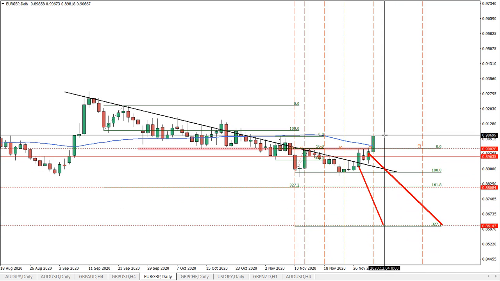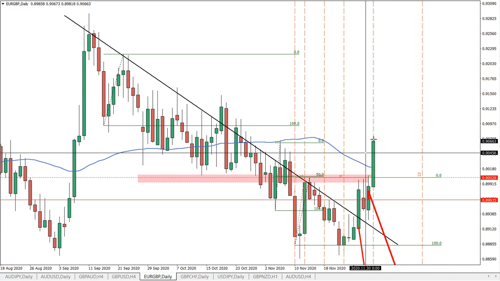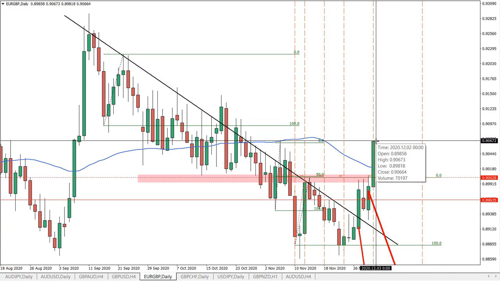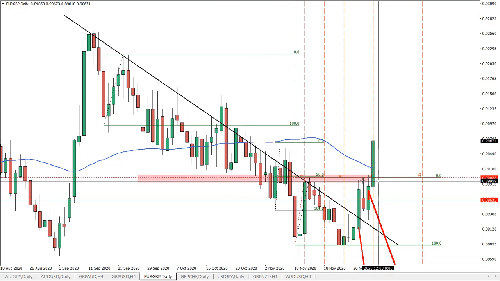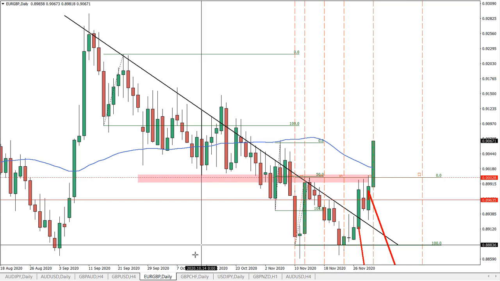But let's see if it will manage that or not, because it's very unlikely that there will be this huge spike. But we will see. We need to see the daily close. For now, it seems like it will be invalidated, but I want to see the daily close.